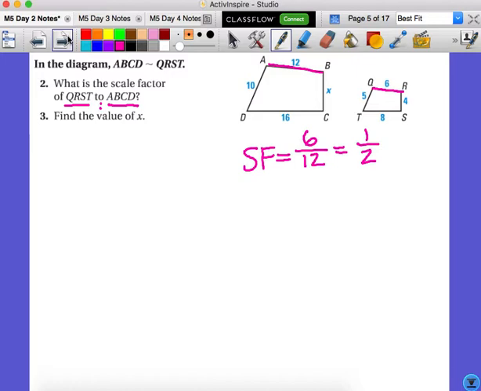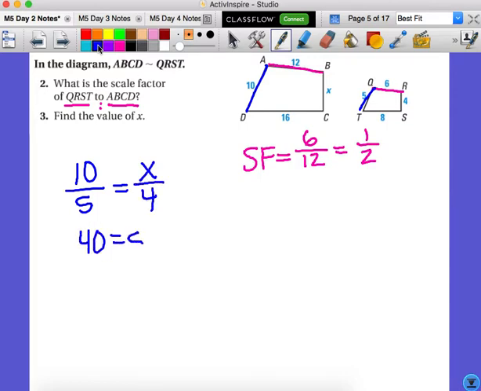Then it says find the value of X. So looking at that, I can set up any corresponding ratio I want. I can stick with the 12 and 6, or I can use 10 and 5, whatever I prefer. So if I say left to right equals left to right, I can cross multiply and find that X is 8. So I've done the 2 things they've asked. I found the scale factor and I solved for X.